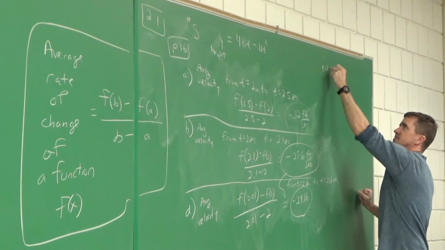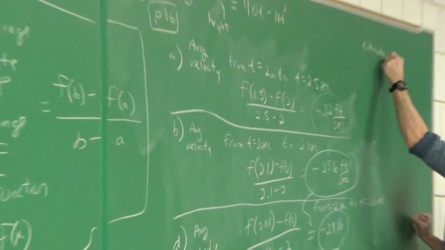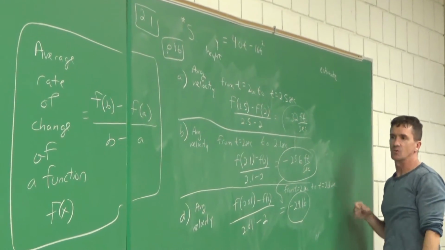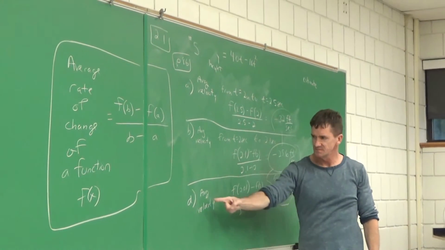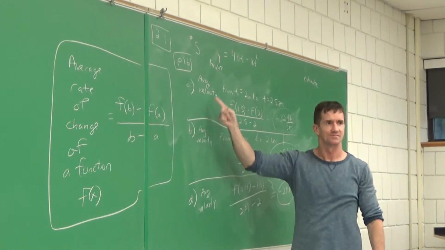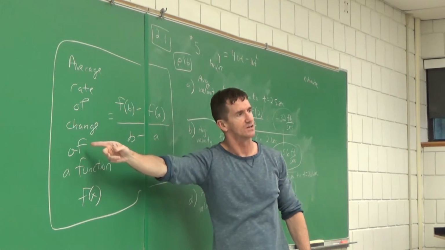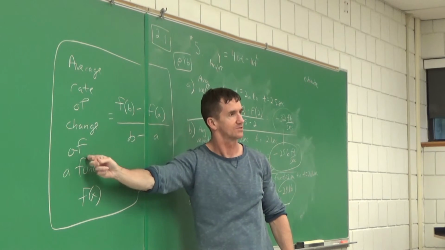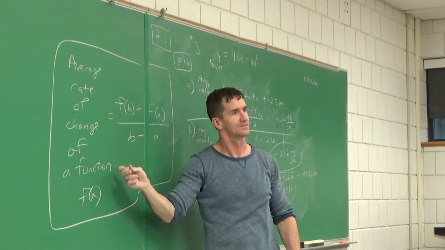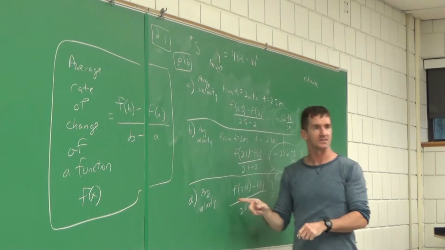Ewan, can you make an estimate now for me? These are all what kind of velocities? Average. Okay, yeah, average rate of change of position, average rate of change of a function, average rate of change of height with respect to time. These are all average velocities.